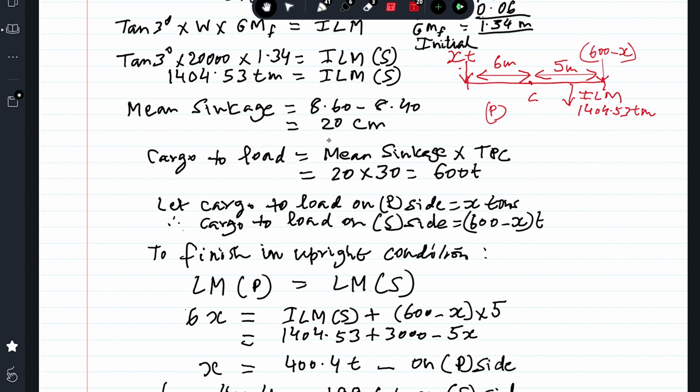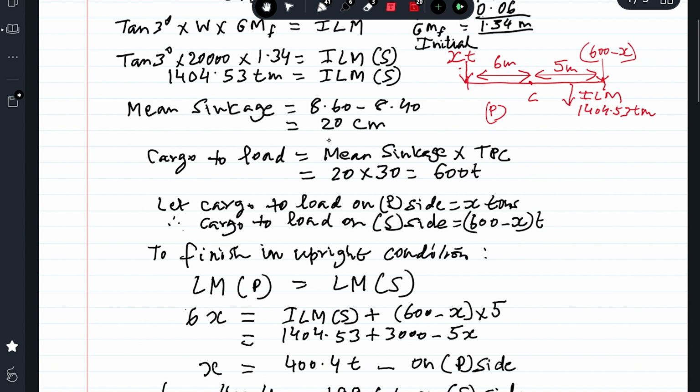Okay. So let the cargo to load on the port side be x tons. Then the cargo to load on the starboard side will be 600 minus x, totaling 600. So x tons I am loading on the port side, 600 minus x I will load on the starboard side. The x tons which I am loading on the port side will be 6 meters from the center line, so it will cause a listing moment of 6 into x. That will go to the port side.